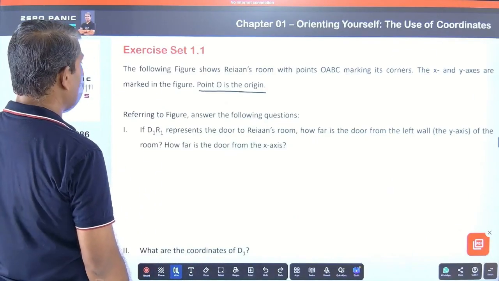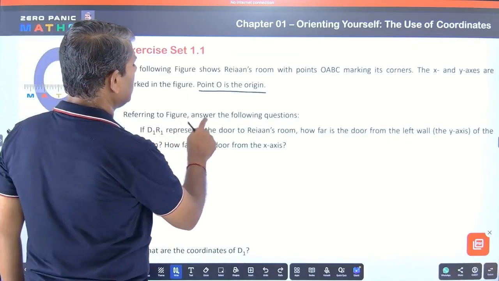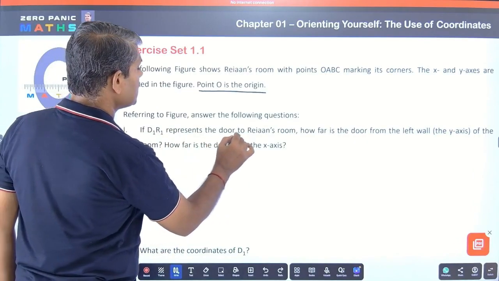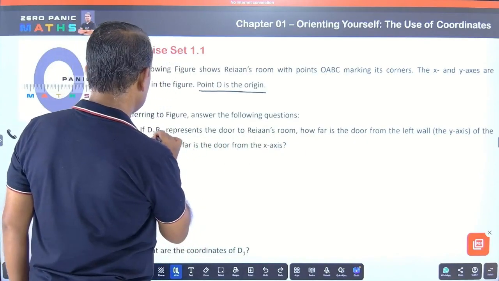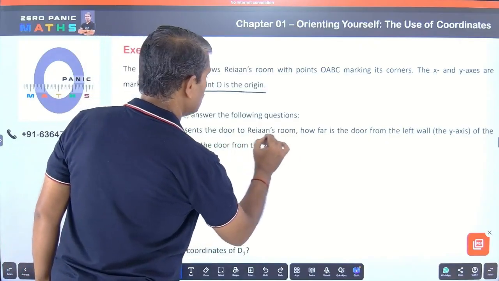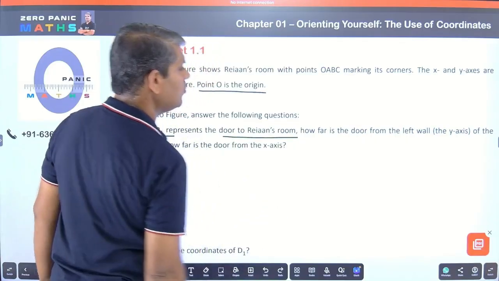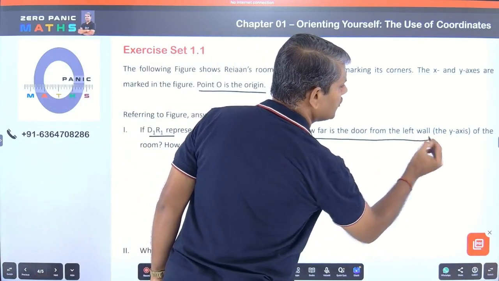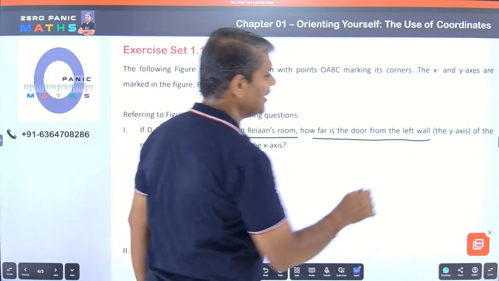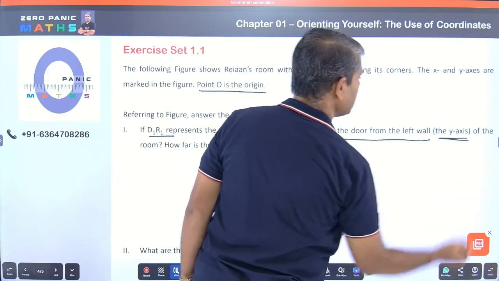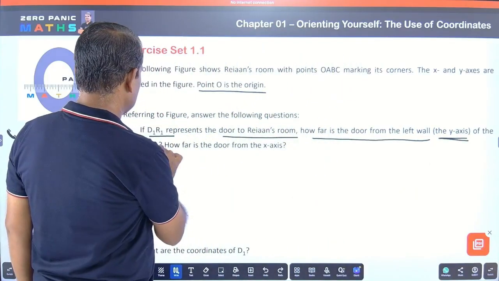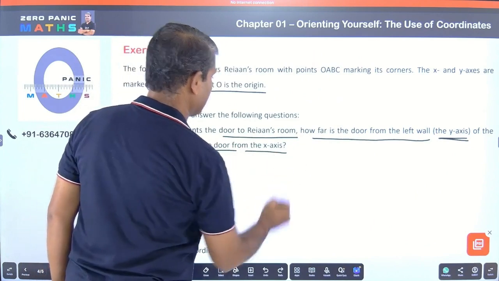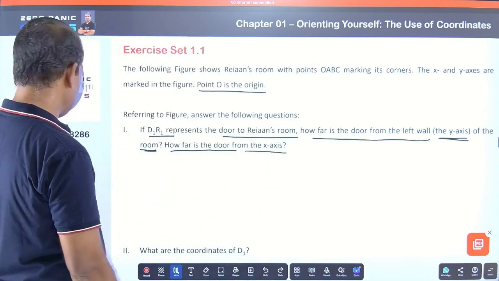Next, referring to the figure, answer the following questions. If D1 R1 represents the door to Rian's room, how far is the door from the left wall? The left wall is the y-axis of the room. This is the first question. Second, how far is the door from the x-axis? So let us see the figure.